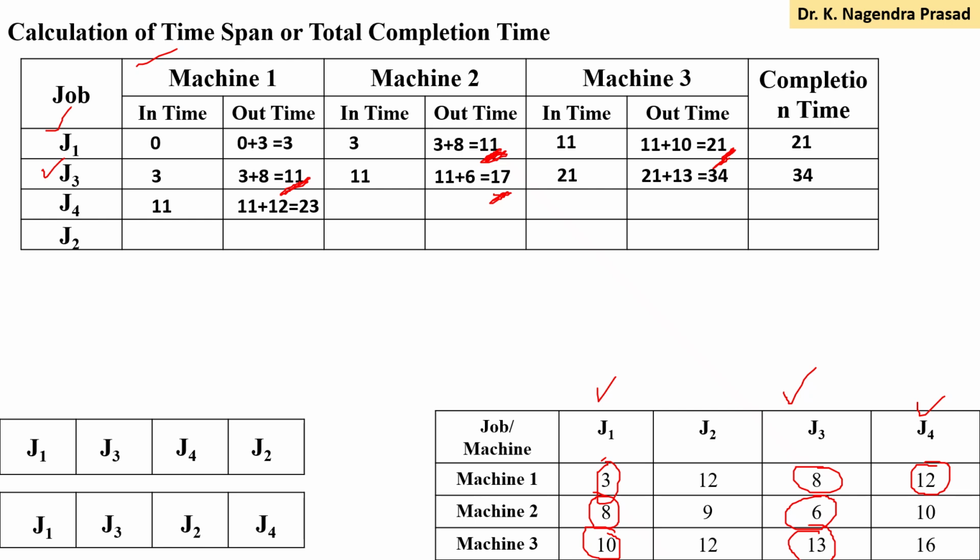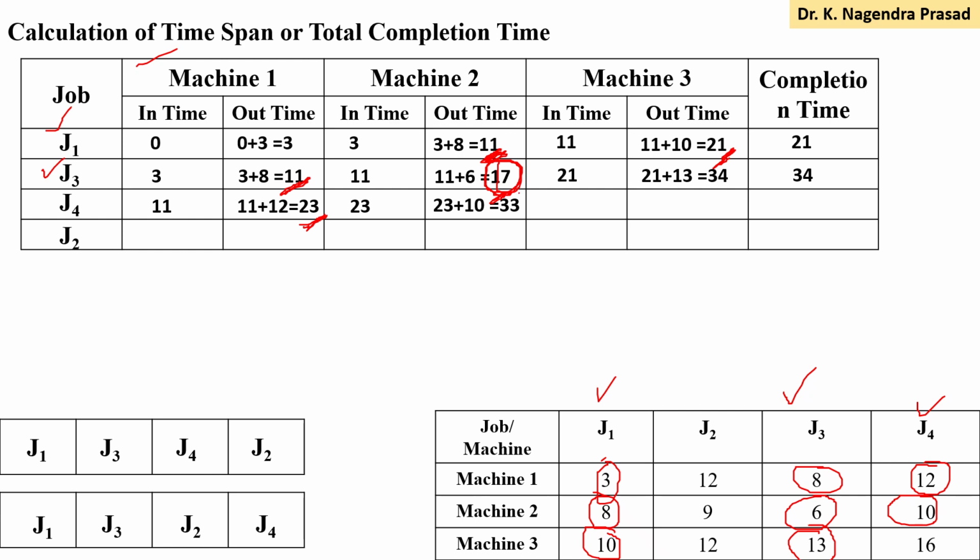So next, after the 23 hours, job J4 has to be moved to machine 2. Here observe 17 hours: after 17 hours machine 2 is free, but job J4 is busy on machine 1 up to the 23 hours. So after the 23 hours only it will be moved to machine 2. So the in time for job J4 on machine 2 is 23 and the processing time is 10. So 23 plus 10, which is equal to 33. So next, job J4 has to be moved to machine 3.